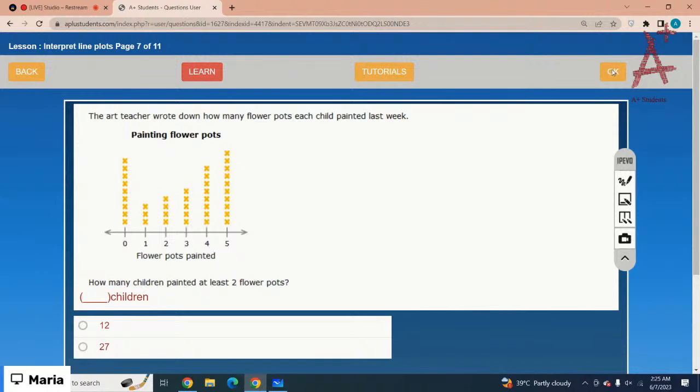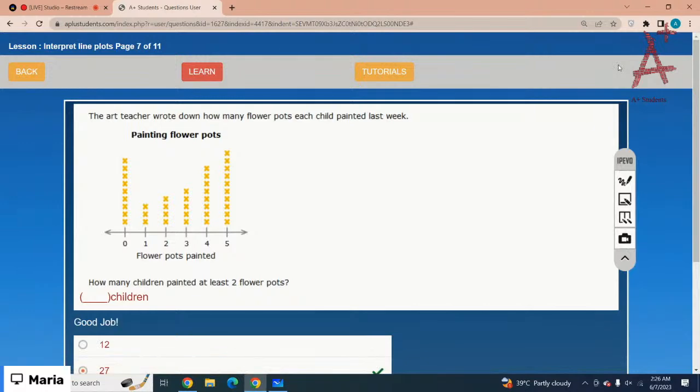Got it? So it would be 1, 2, 3, 4, 5, 6, 7, 8, 9, 10, 11, 12, 13, 14, 15, 16, 17, 18, 19, 20, 21, 22, 23, 24, 25, 26, 27. That means the total number of children who painted at least two flower pots would be 27. The correct option is 27.